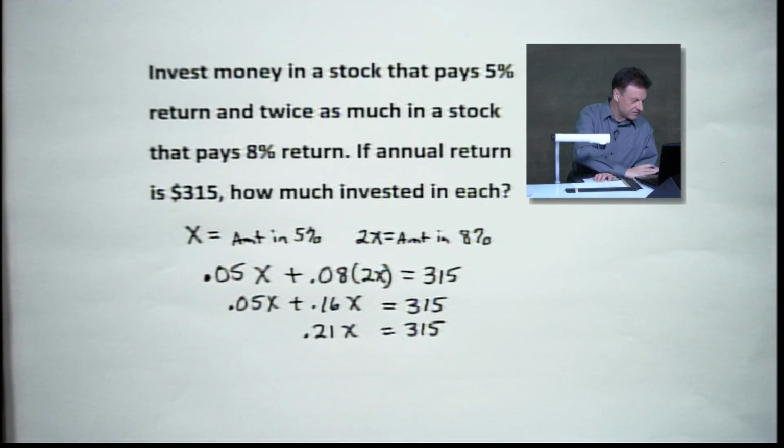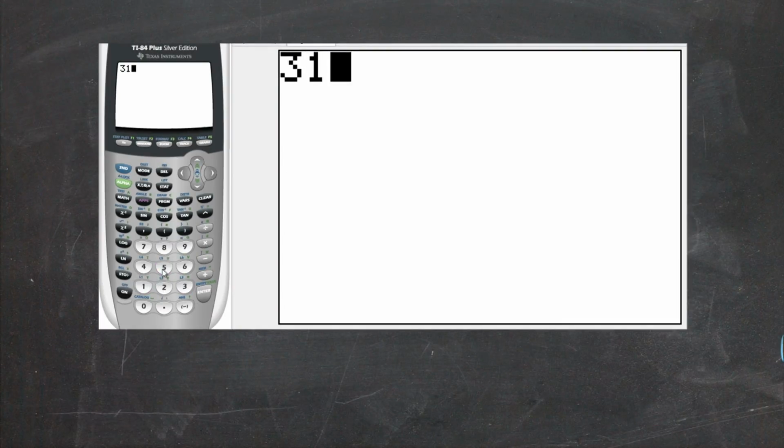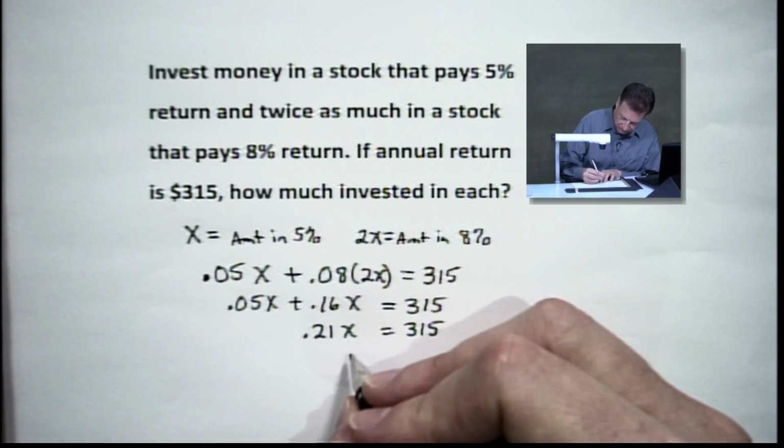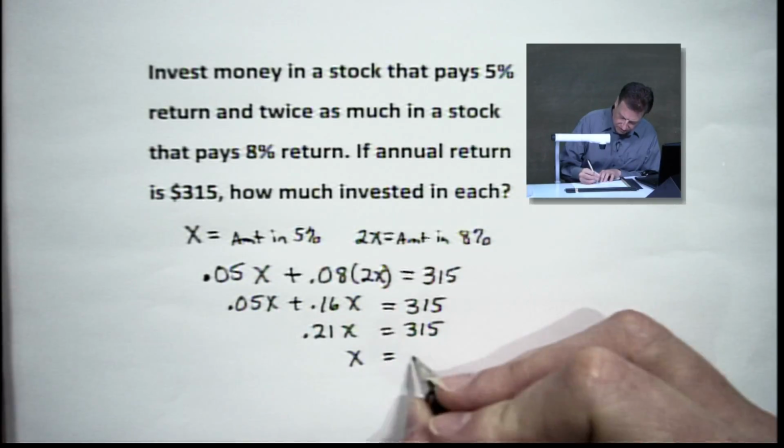Let me clear it out here first, and we'll go visit our calculator. Let's do some division. We've got 315 divided by 21 hundredths. And we're going to hope that comes out something. Oh, that's $1,500. Isn't that nice? Now, you say, what does that stand for? That stands for x. So this is dollars.